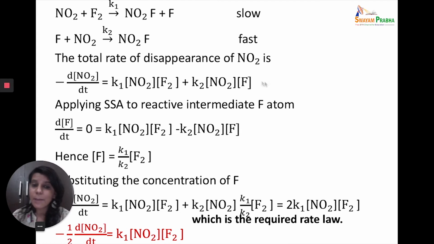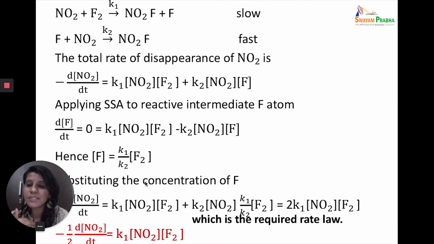But the problem is there is an intermediate which is coming into the rate law. So then what do I do? I apply the steady state approximation to that reactive intermediate. So d[F]/dt is equal to 0, and because F is getting formed in the first step, k1[NO2][F2]. In the second step it is being consumed, so minus k2[F][NO2]. If this is equal to 0, I can get the value of [F] as k1/k2 times [F2].